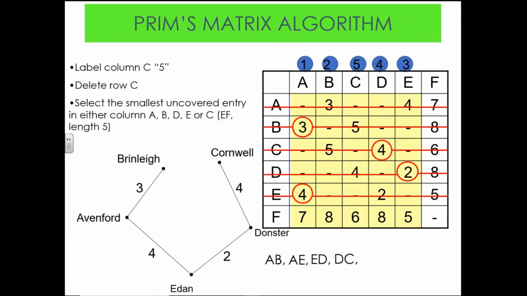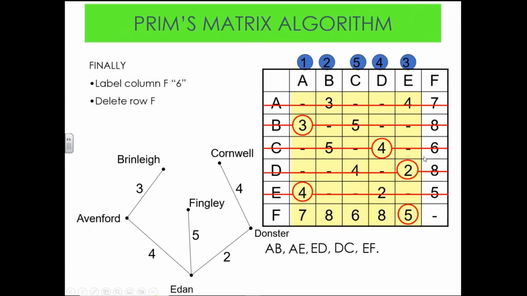And I've just got now this bottom row to look at. Smallest out of those is FE at 5. So I'm going to circle that. Add it onto my minimum spanning tree. Add it onto my list. I am going to cross out this row just to finish it up. So I'm going to cross out row F and I'm going to label up column F with the number 6.